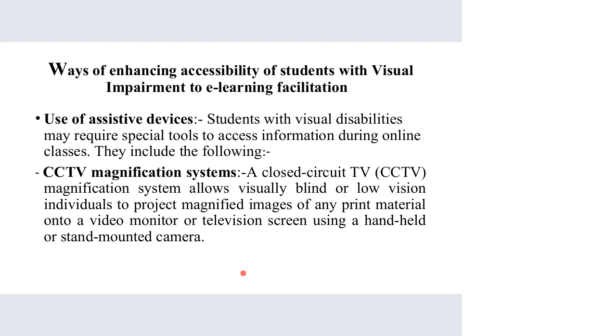Assistive devices: students with visual disability may require special tools to access information online. They include, one, CCTV. It's a magnification system that is used by learners who are blind or have low vision, and it magnifies images on the screen. And as I have said, the learner needs to be familiarized with this device so that they know how to operate it.